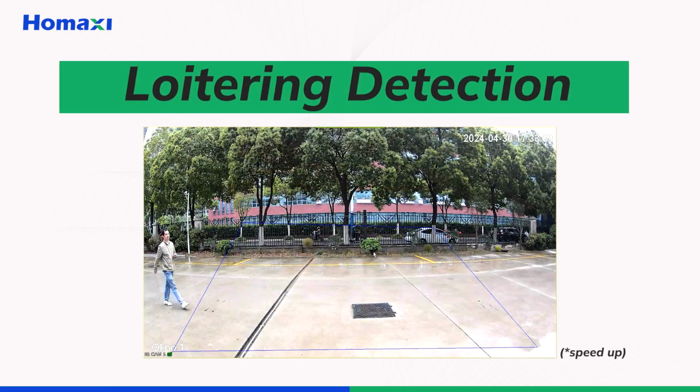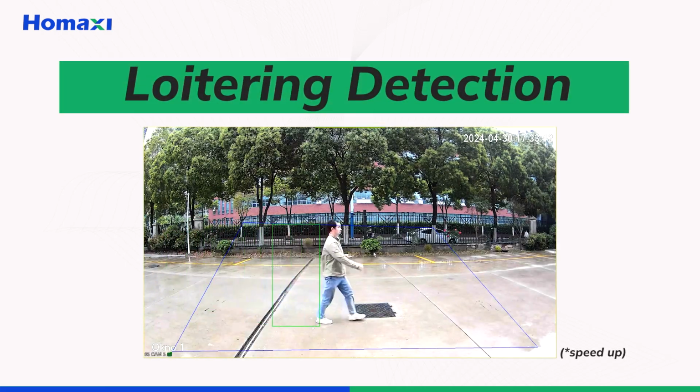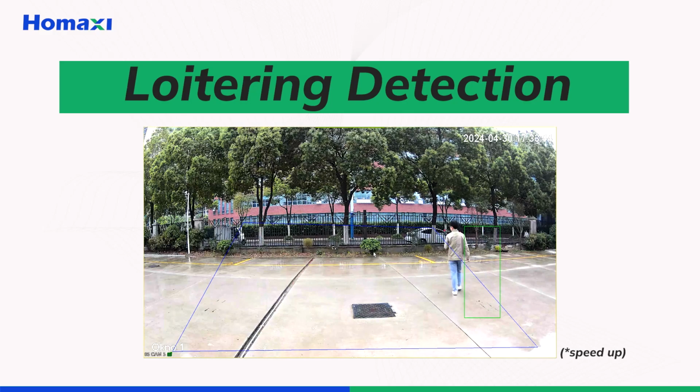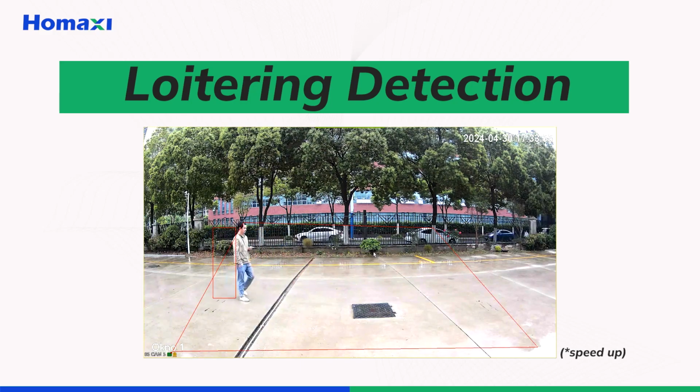What is loitering detection? When one or more people stay in a preset defense zone for too long, the system will sound an alarm. We will introduce the method of setting loitering detection on the NVRs.